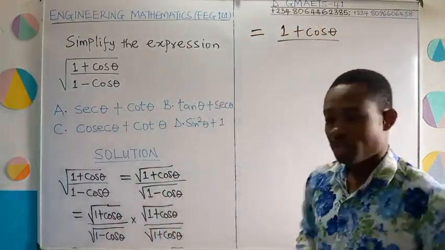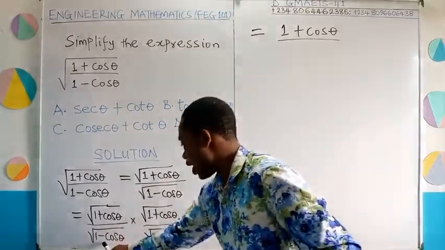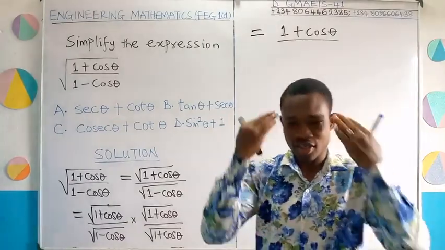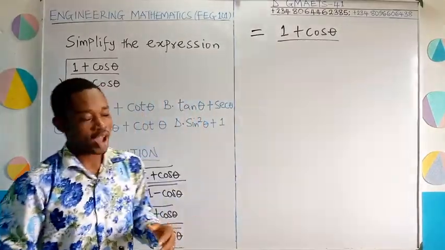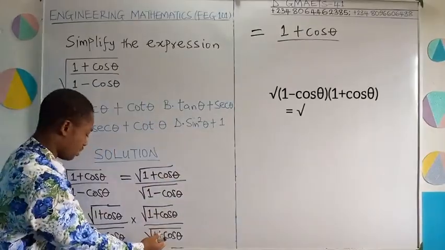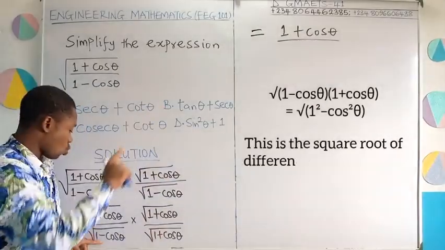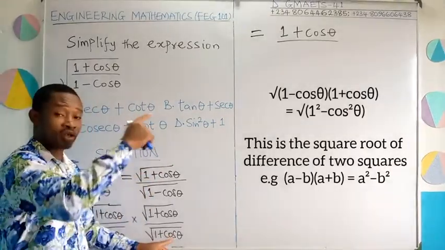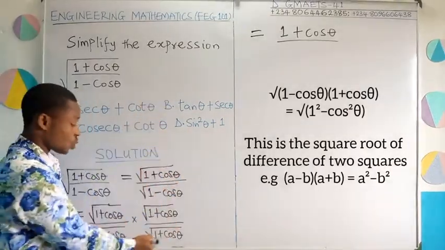And then observing the denominator, this is square root of 1 minus cos theta times square root of 1 plus cos theta. Just think about this now. If I were to multiply, it's going to be square roots, maybe covering all of them. Square root of (1 minus cos theta) in brackets times (1 plus cos theta) in brackets. That is what this is.